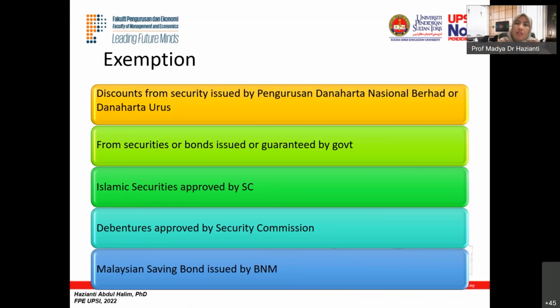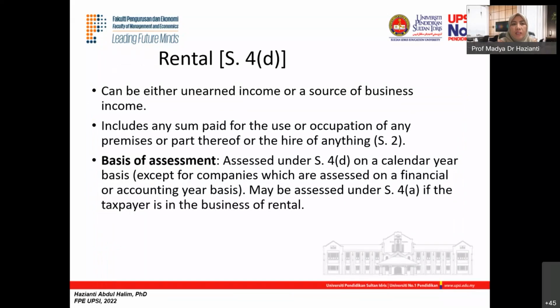Exemption, okay, if you get discount or from government bonds, securities or bonds issued by the government, whatever issued by the government, semua dapat exemption. Senang fikir macam tu je. Whatever issued by the government dapat exemption.